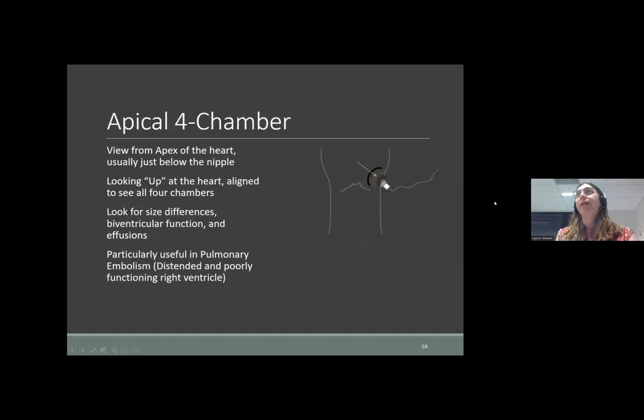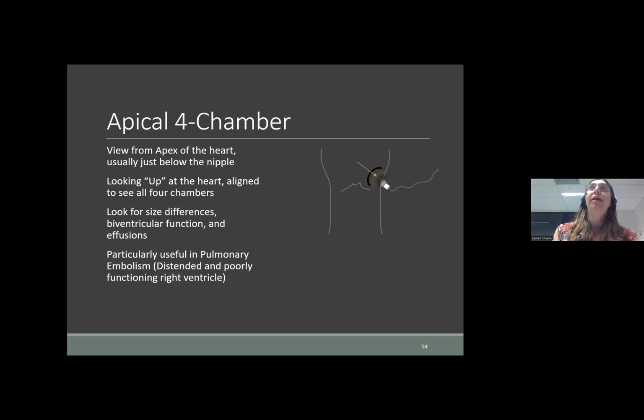The apical four-chamber is the last view, and this is the one that I often show to my patients and say, look, this is what a heart looks like. It's a view from the apex of the heart, usually just below the left nipple. If you feel for the point of maximum cardiac impulse and put the probe on it, this is usually where you'll find the apical four view.